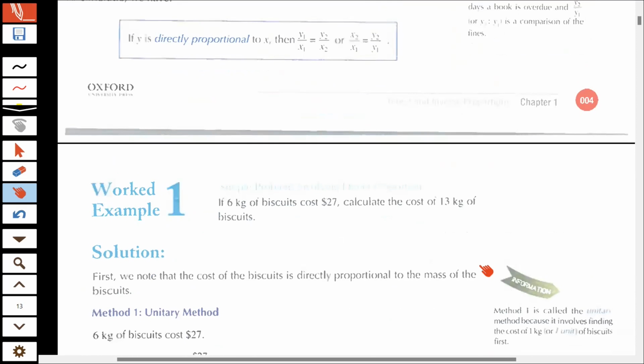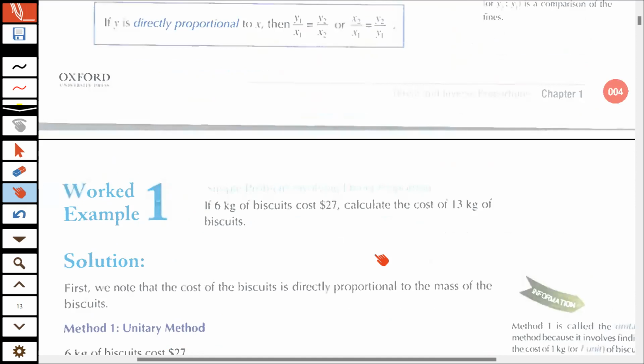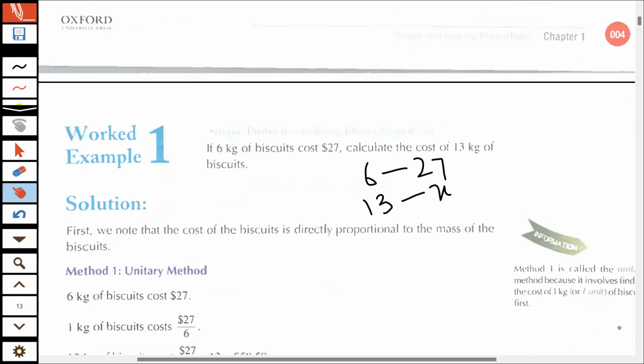If 6 kg of biscuit cost $27, calculate the cost of 13 kg of biscuits. Now here what the examiner is saying is, if 6 kg of biscuit cost $27, then 13 kg of biscuit cost x dollars. Because this is a direct relationship, if the number of kg would increase, the cost is also going to increase. Cost will also go up.